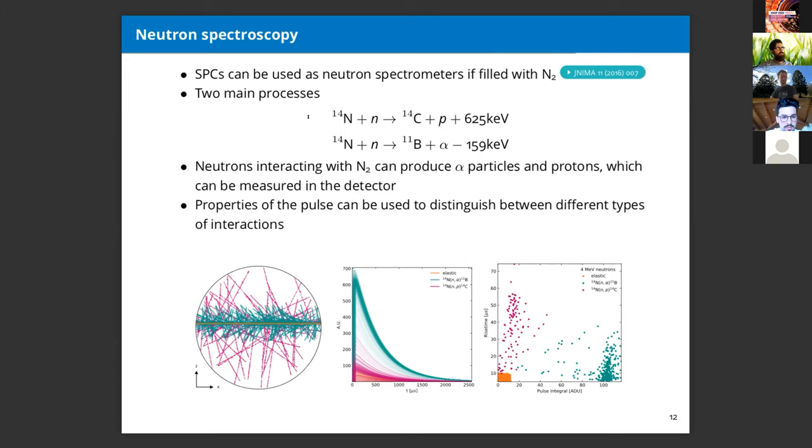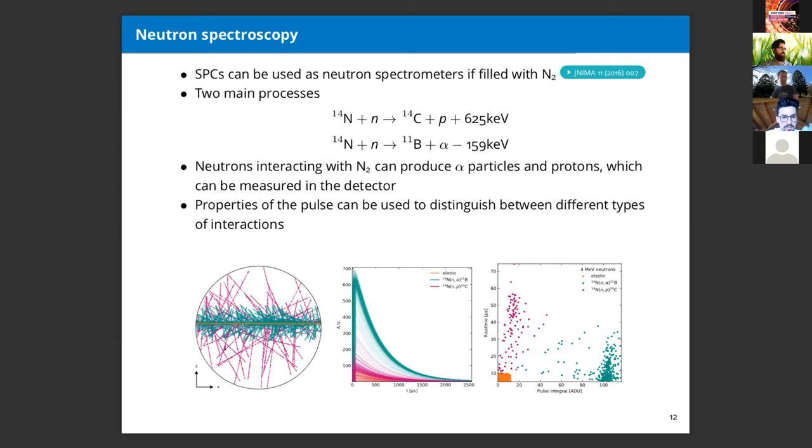So SPCs can be used as neutron spectrometers if you fill them with nitrogen gas. If you do that, you have two main processes that occur. So you have a neutron interacts with a nitrogen nucleus to give you carbon and a proton, or neutron interacts with nitrogen to give you boron and an alpha particle. And it's these proton and alpha particles which interact with the gas in our detector and produce tracks.